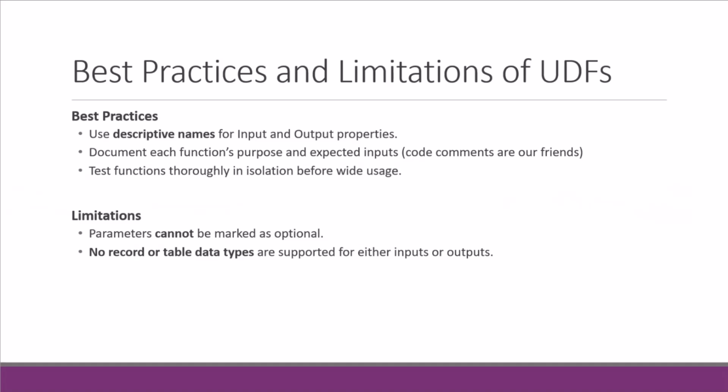And then what comes out of the function, same thing, right? It'd be nice to know what I'm getting back, so that it's not a big mystery when I go and try to use this in some piece of code that I'm writing. Also, document the function's purpose and the expected inputs, right? Use code comments. That's the easiest way to do it.